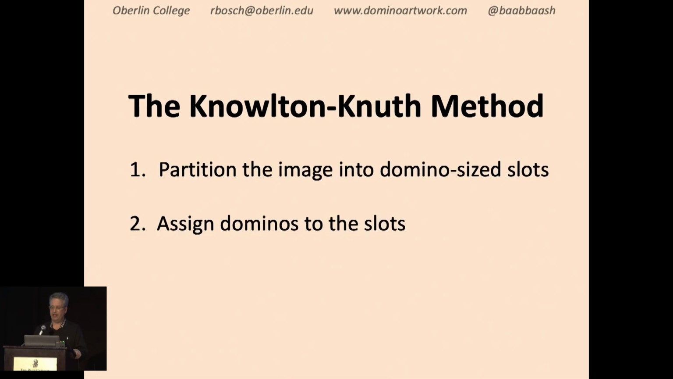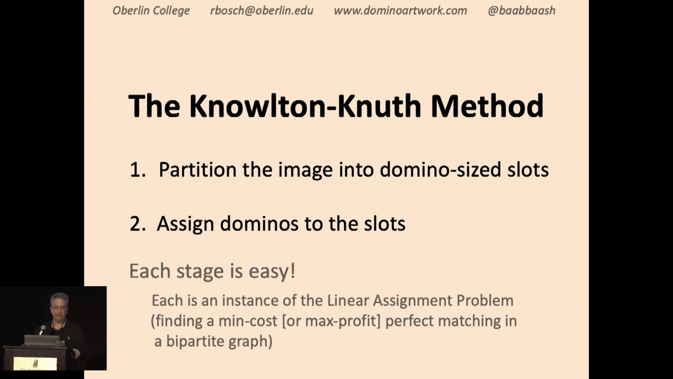So I want to say a bit about how you might want to design domino mosaics using Ken's method. It's a 2-stage process. In the first stage, you partition your target image into domino-sized slots. And in the second stage, you assign either virtual dominoes or real dominoes to those slots. The reason I call it the Knowlton Method is that in his book, The Stanford Graph Base, Don Knuth pointed out that each of these 2 stages is easy. They're both computationally not at all taxing. They can be done in polynomial time.